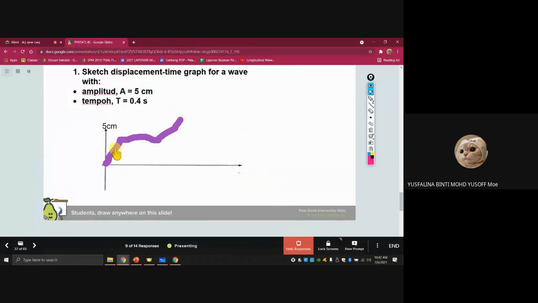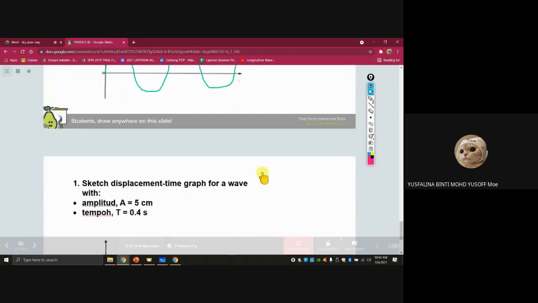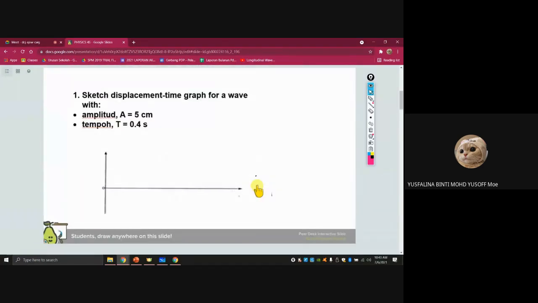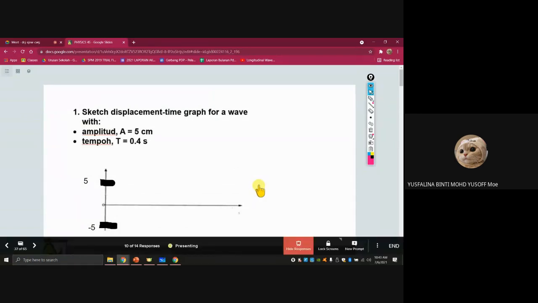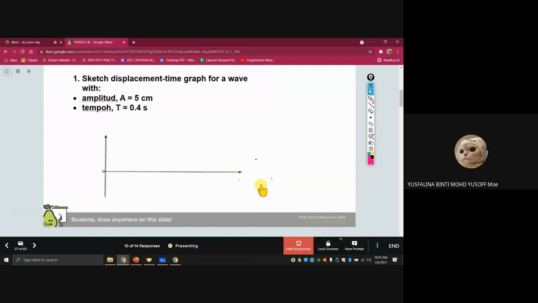This is not a heating curve. This is a wave. This is chapter 4. The amplitude is 5 cm and the period is 0.4. So remember, period means two semicircles, or from crest to crest, or trough to trough, right?